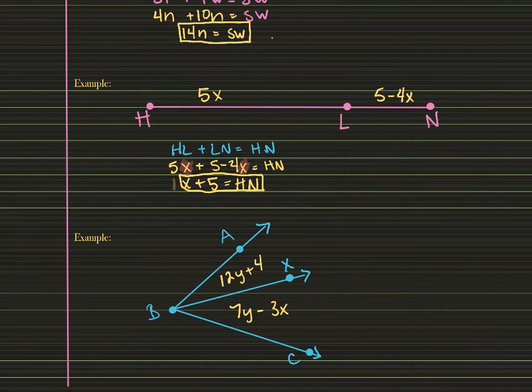All right, let's look at an example using angle addition. Now, angle addition says that I'm going to take my two smaller angles and add them together to get my total angle. My first angle is angle ABX, and I'm going to add the measure of angle, put a little m out front, of XBC. And when I do that, I get angle ABC.